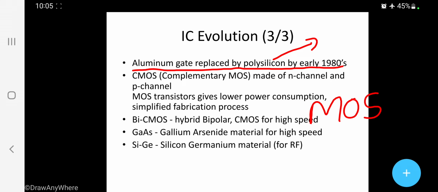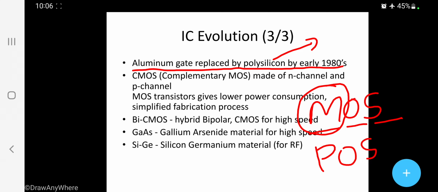Now that is metal oxide semiconductor, but the metal is replaced with polysilicon. So the name was not changed to POS; it is still called MOS only. Even though aluminum gates are replaced with polysilicon, the name is still metal oxide semiconductor. M is metal, O is oxide, and then semiconductor. Why the name came, I'll tell you here.